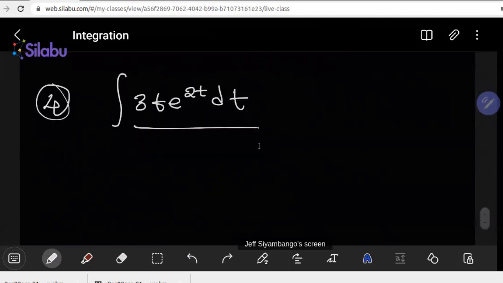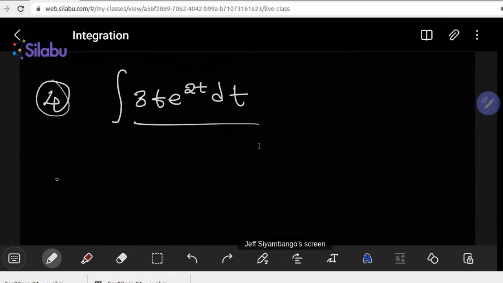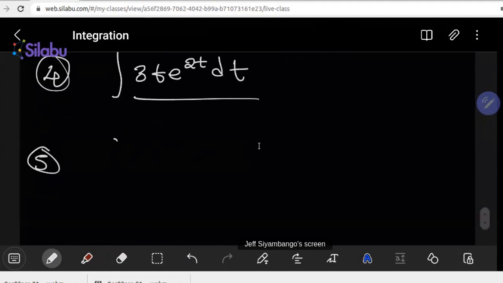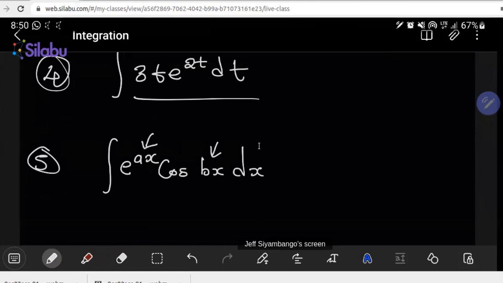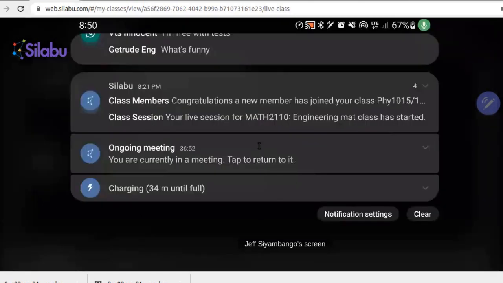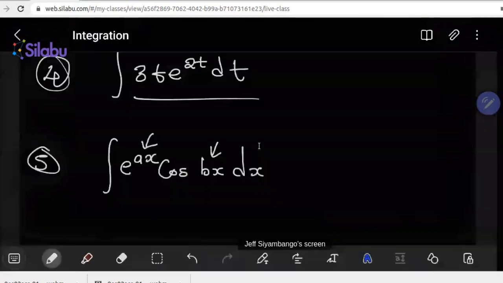Then perhaps the tricky one that we see is going to be number 5, which is the integral of e to the x, then you have cos bx here, dx. So this is something general. By making sure that these are not exact values, we're keeping it general so that you know how to apply the same method of integration to anything which is a combination of an exponent and a trig function. So this method is going to work for a combination of an exponent and a trig function.